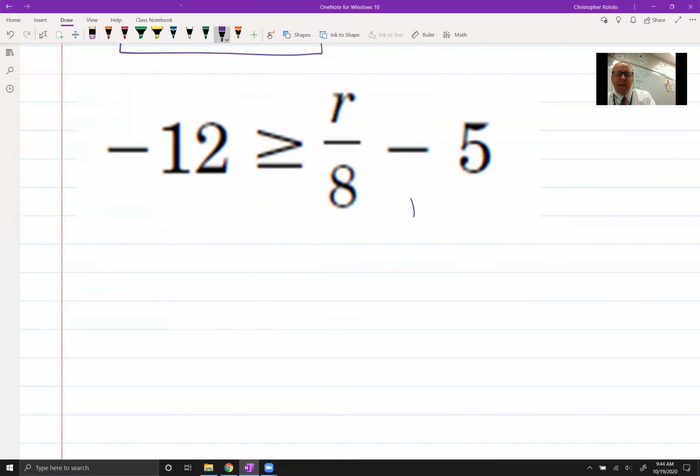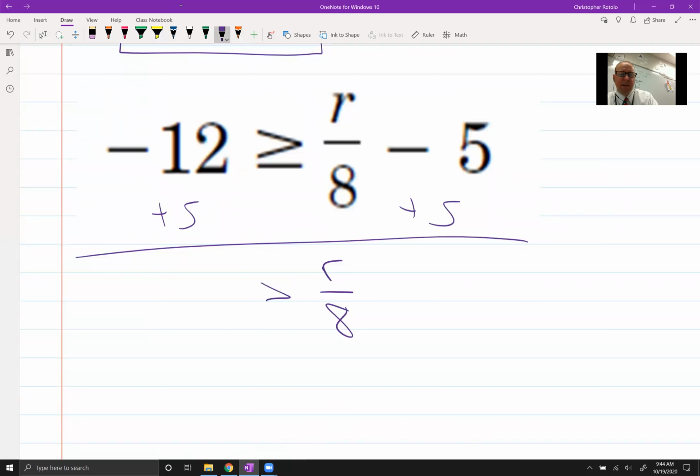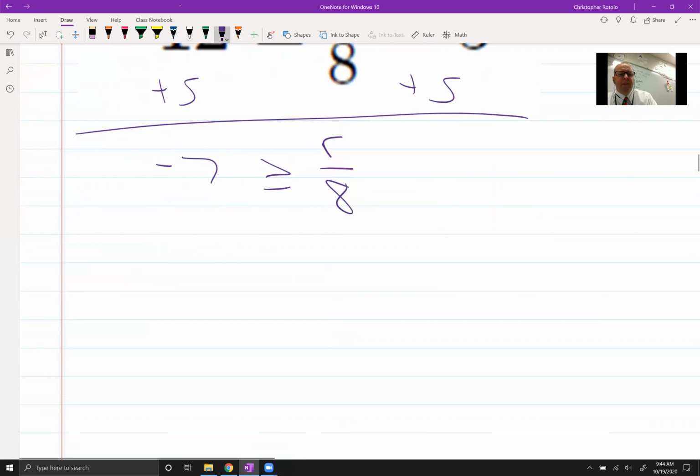All right, next one we're going to add 5. That seems like a good start, right? Because we're subtracting 5. That's the inverse property to solve. R is being divided by 8. This gave us negative 7. So let's multiply by 8 to get rid of that 8. So R, and this would be 5, 6, 7, 8, 56, right?